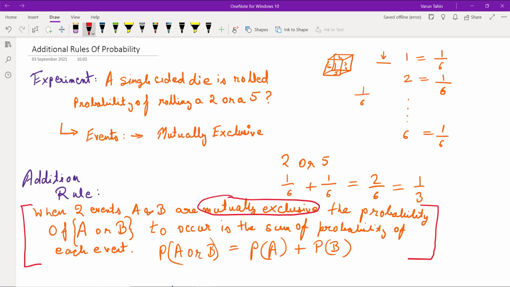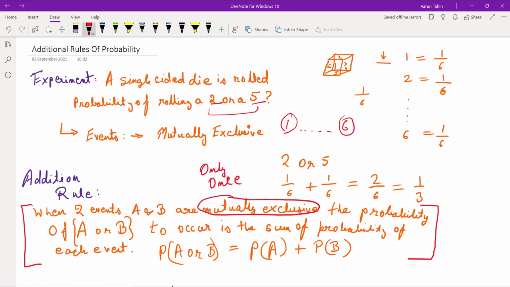This term is usually used when the event is happening only once. Let's look at this example again. A single die is rolled and we have to find the probability of rolling a 2 or a 5. In this example a single die is rolled, so this is a single event and we can have any number from 1 to 6. A single number is obtained at the end when we roll a die. So these are called mutually exclusive events because they cannot occur at the same time. Either we can get a 2 or a 5, but we cannot get both. Also, the occurrence of one number does not affect the occurrence of another number. So this is mutually exclusive.